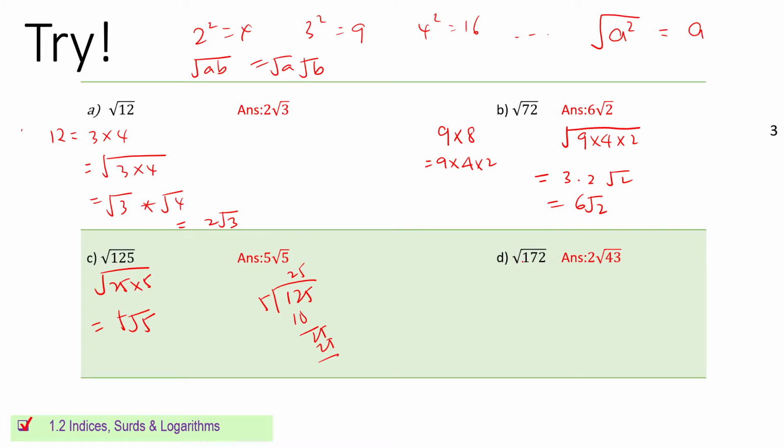172, that is something that we cannot figure out right away, but we know that anything ending in 2 can be divided by 2. So we try 172 divided by 2, so it is 86. 86 ending in 6 can also be divided by 2. So 43. Now we know that 43 is not any common number that we know. Actually, 43 is a prime number. So surd 172 we can rewrite as surd 4 times 43. So it's 2 surd 43.